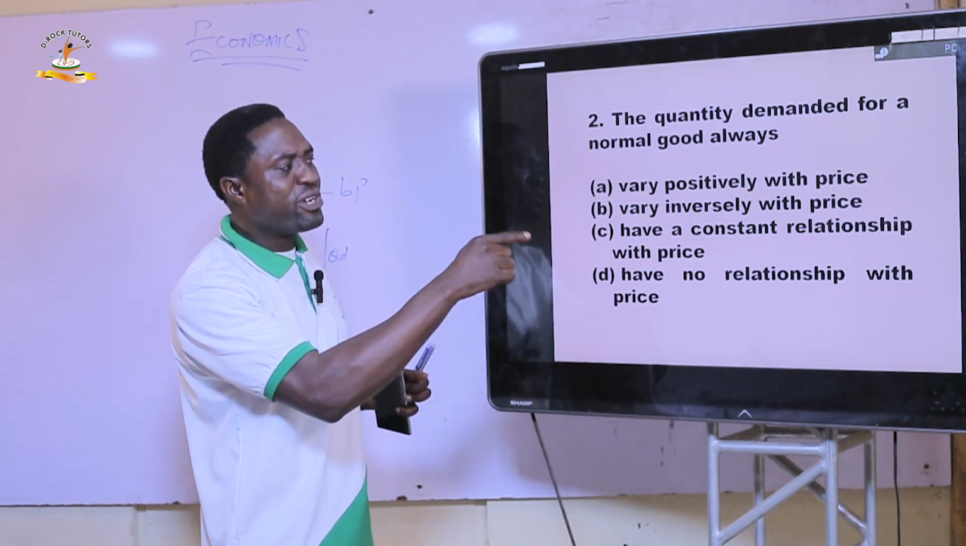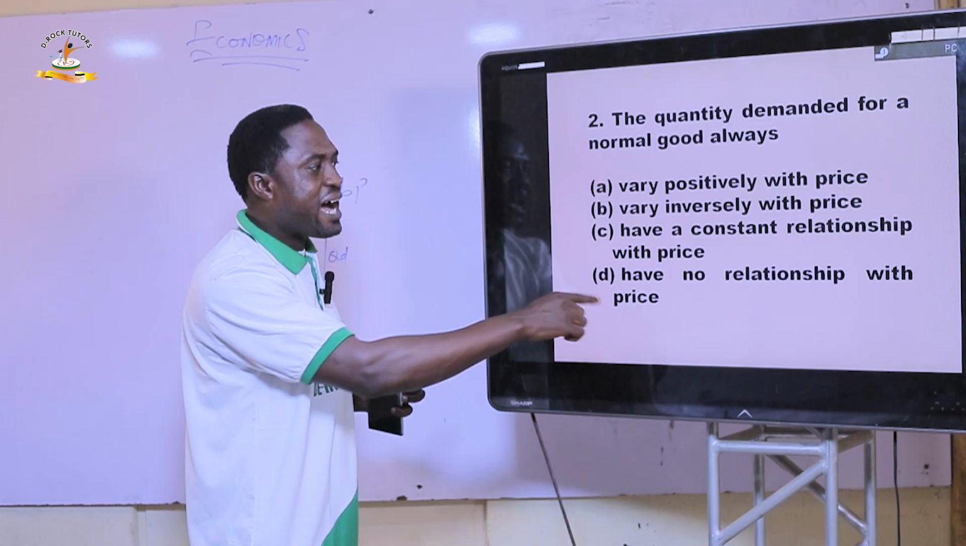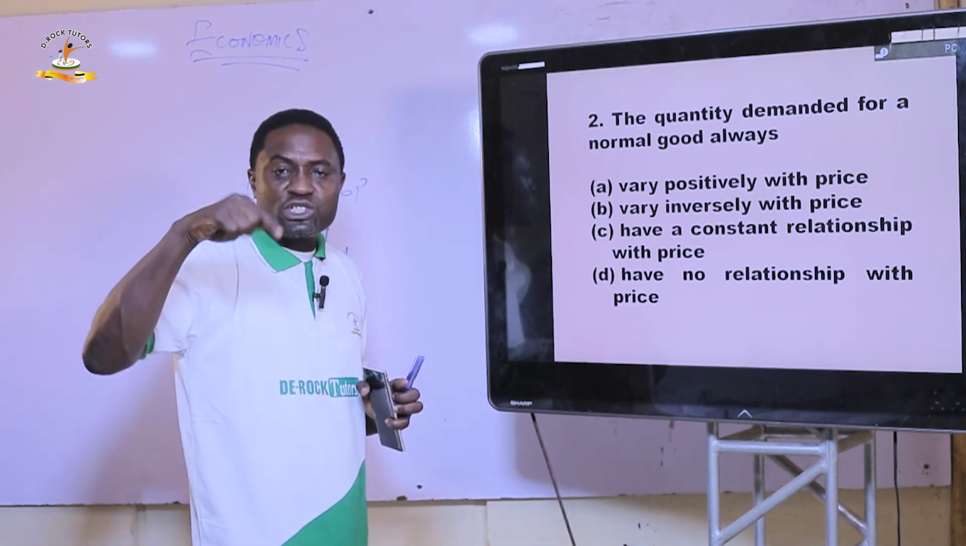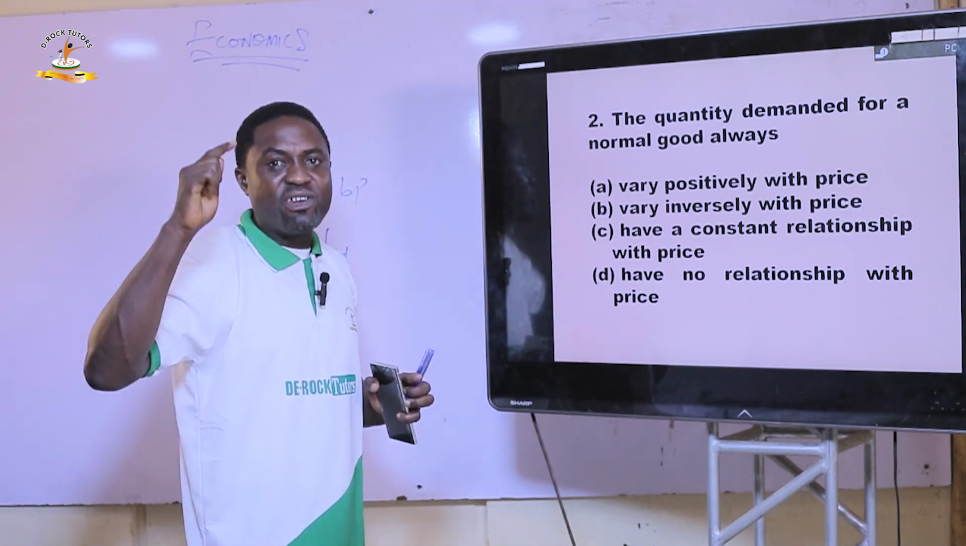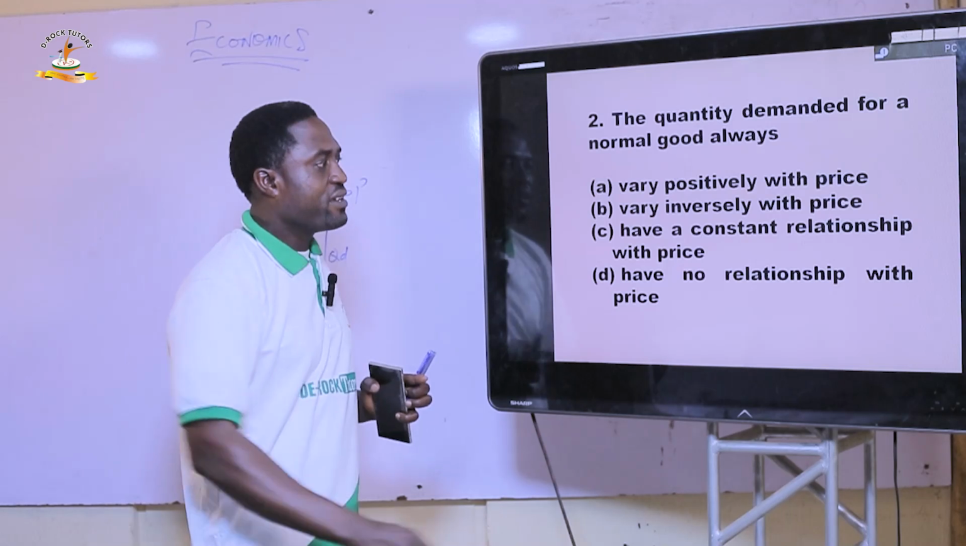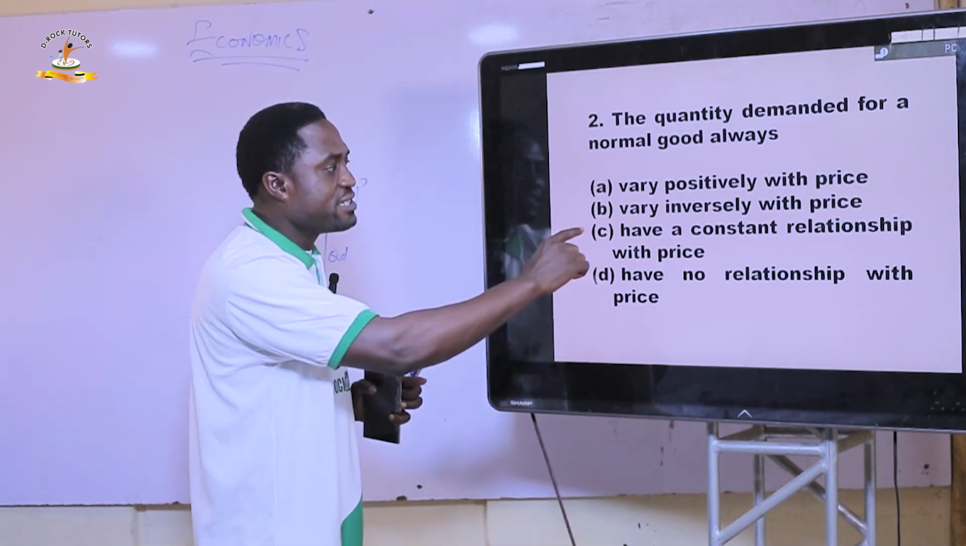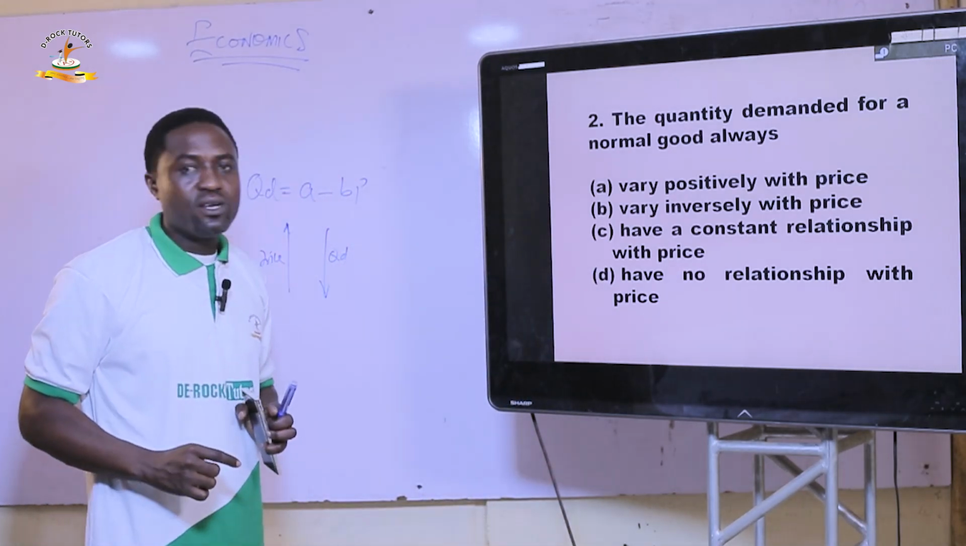C, have a constant relationship with price. No. Have no relationship with price. No. There is a relationship with price, but the relationship is inverse. So the correct answer is B, varies inversely with price.